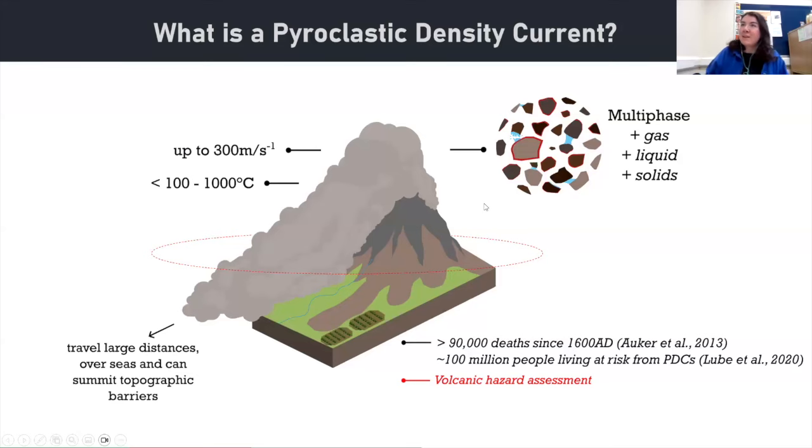So what is a pyroclastic density current, or a PDC? So a PDC is a volcanic hazard. They're a multi-phase flow, so this means they've got a gas, liquid and solid component. And they can travel really fast, and there can be a range of temperatures, but famously up to quite high temperatures. And they have the ability to travel over large distances overseas and can summit topographic barriers.